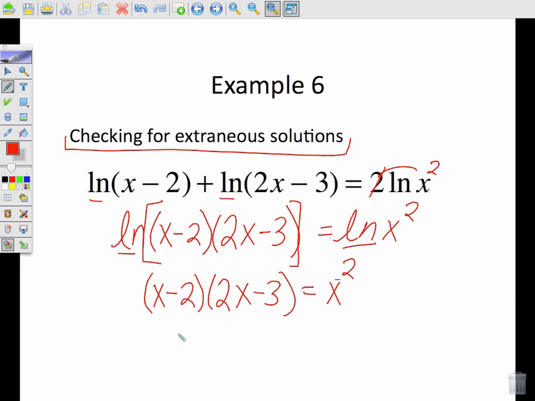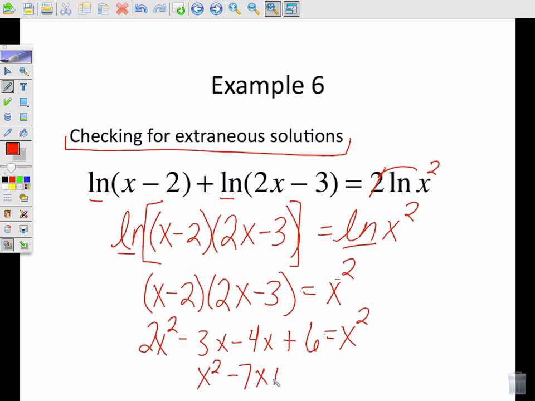This is a quadratic, and we solve quadratics by setting everything equal to 0. So I'm going to go ahead and FOIL this out. x squared minus 3x minus 4x plus 6 equals x squared. Combining all of my like terms, this would be 2x squared in the front, but combining all of my like terms and moving the x squared over, I have x squared minus 7x plus 6.